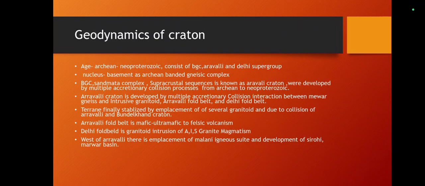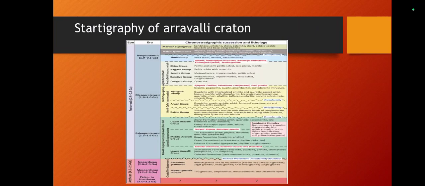Basically, all the cratons and shields are developed in four stages, that is nucleation, accretion, amalgamation, and finally stabilization. You can refer to my previous videos on stratigraphy for how any craton or shield evolved. This is covered there in the sense of nucleation, amalgamation, accretion, and stabilization of the craton. So if you have any doubt related to the geodynamics of the craton, you can ask me in the comment section.